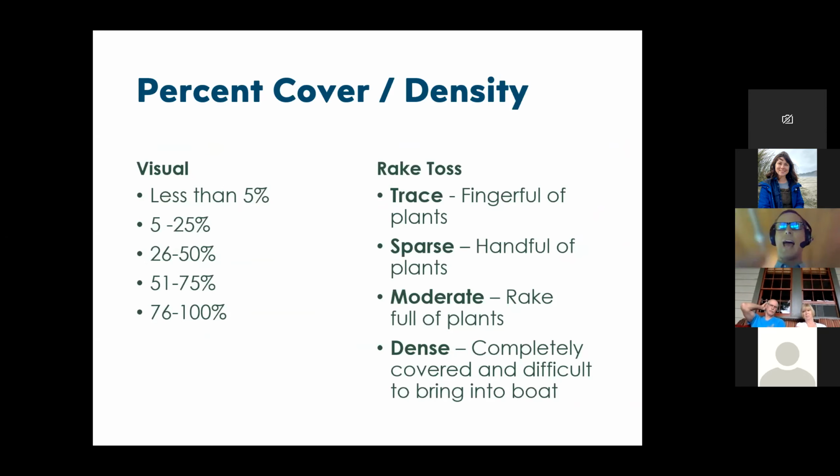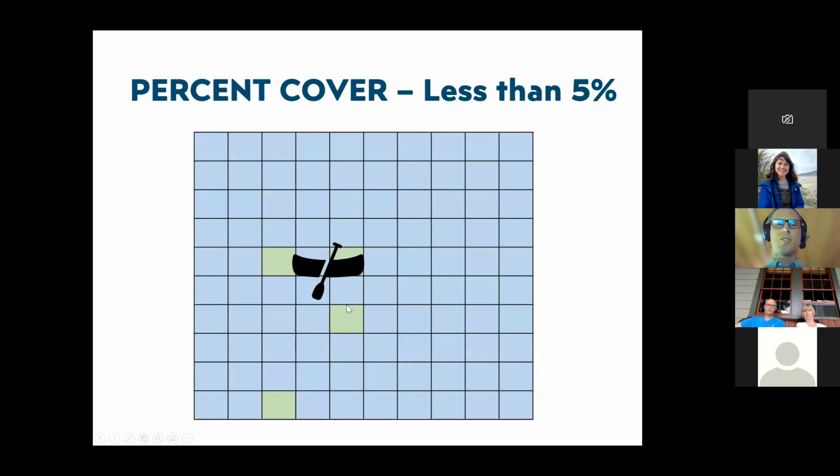Usually, how much of it is on the rake? Is it trace, like a fingerful? Sparse, a handful of plants? Moderate, the rake is pretty full of plants? Or is it dense, like when you pull that rake up, it's completely covered and difficult to bring to the boat? To give you some graphical examples, less than 5%, you're just talking about a few plants, spread out over an area.